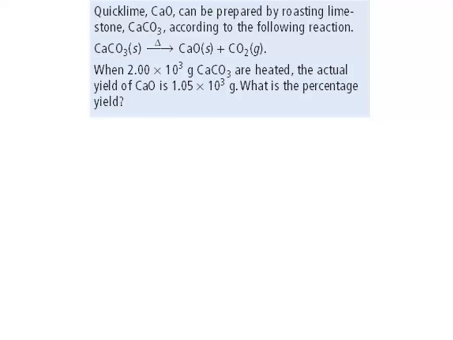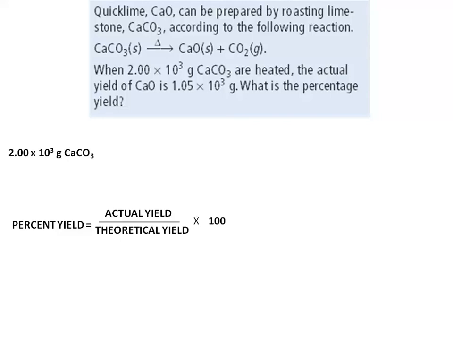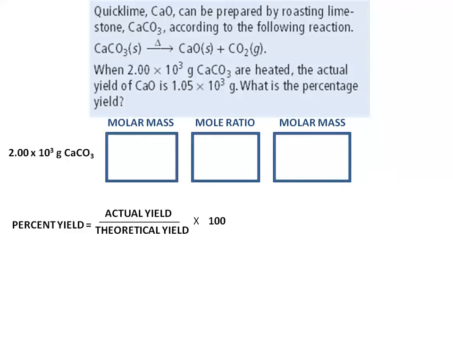All right, let's look at the third example. Remember, there's 5 examples total, so we're almost half done. So the third one is the same type. It says, what is the percentage yield? Percentage yield problems are all done the same way. When we look, this is a balanced chemical equation. There's the equation. We start off with 2 times 10 to the third grams of CaCO3, which is calcium carbonate. That's given. It's a 3-step gram to gram conversion.